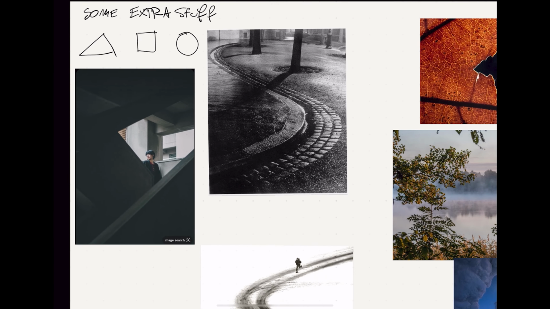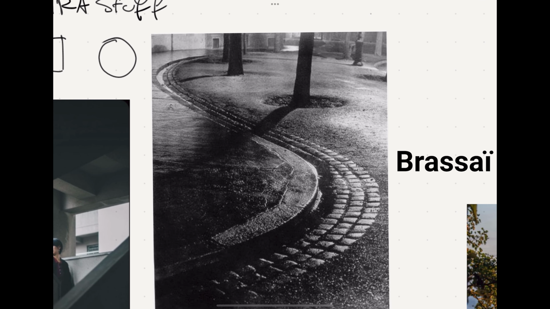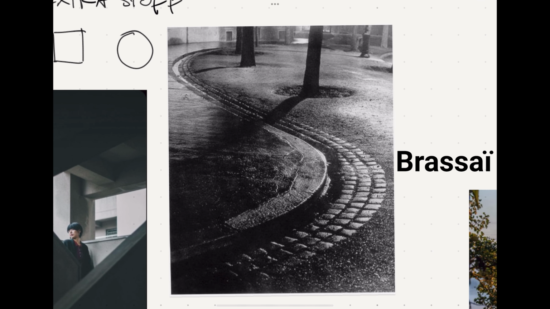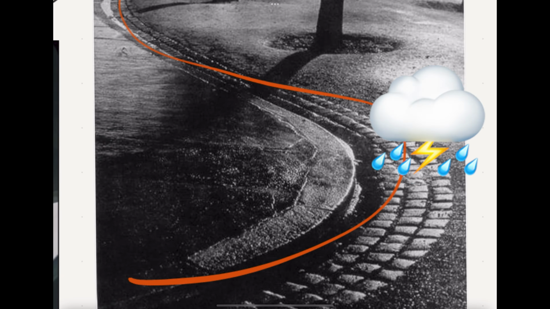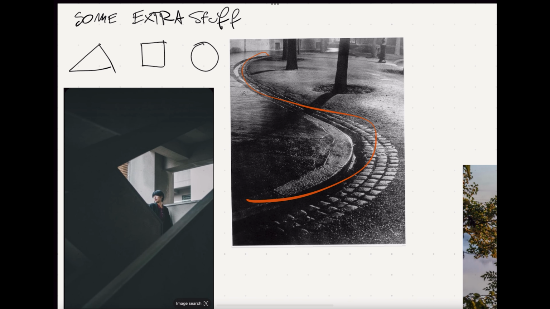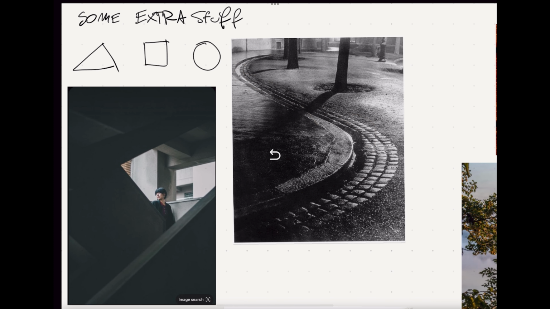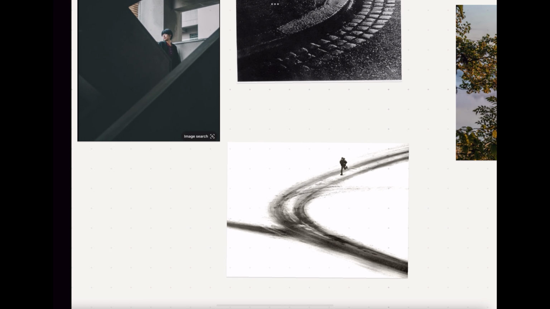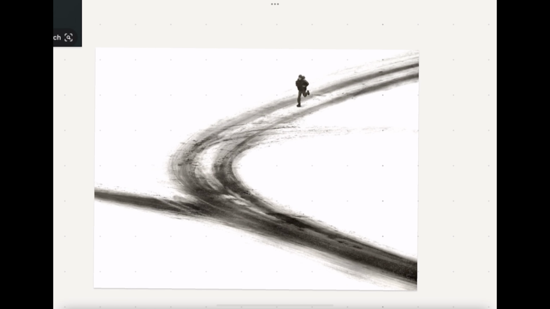This is an example from like 100 years ago. A guy called Brassai, though I'm probably pronouncing it wrong. He's one of my favorite photographers, and as you can see, we have an S shape here. S shapes and C shapes are really nice. They will make it quite interesting, and it can also lead the viewer.